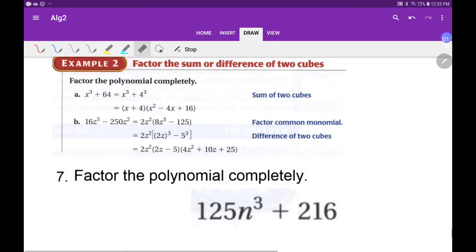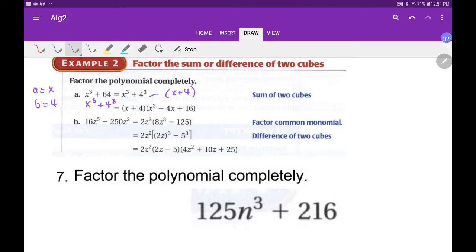So here's an example. We have x to the third. That's our a to the third. And this 64, let's see, 4 times 4 times 4, so 4 to the third. I should say x to the third and 4 to the third. Well, a is equal to x, and b is equal to 4. So the first thing we're supposed to write is a plus b, so x plus 4.